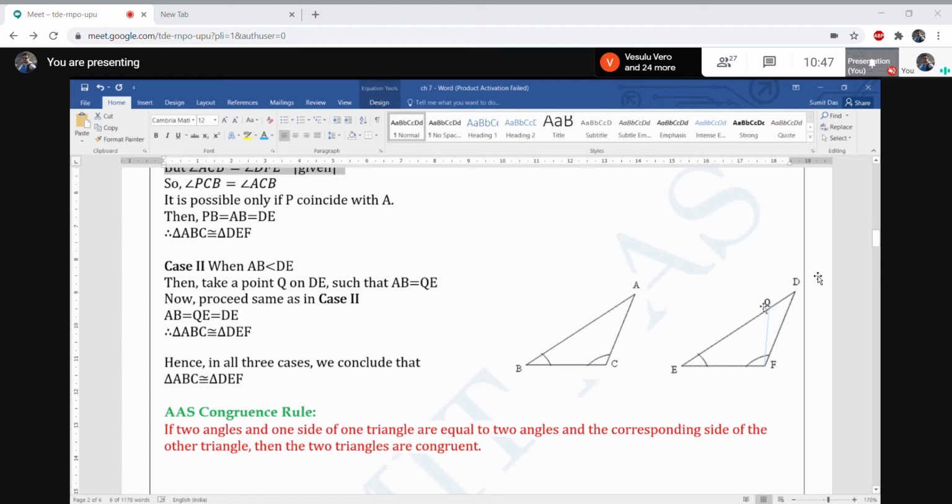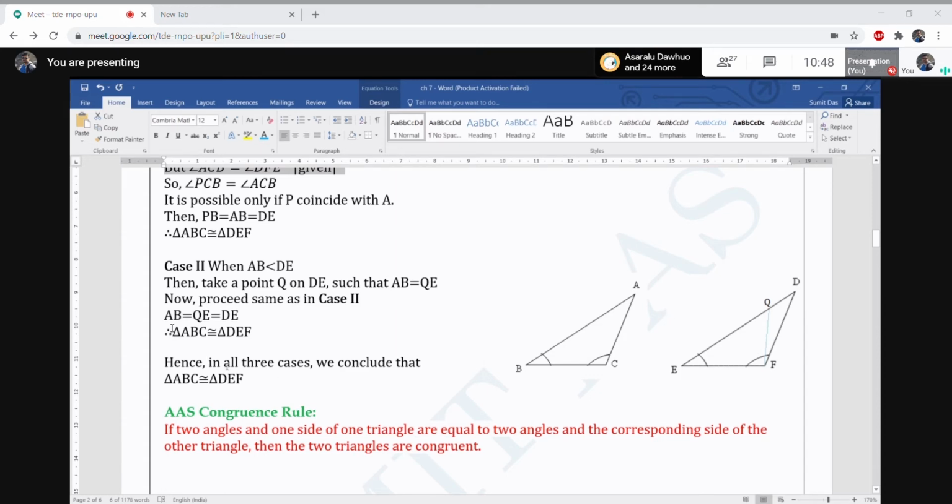Then take a point Q on DE such that AB and QE are the same, same as the last case. After that I will not repeat, and you don't have to repeat the same thing. You can just write like this. You will prove that ABC and QEF are congruent just like the previous case, and then we'll write that angle QFE equals angle ACB. This is only possible when Q and D coincide, same as case number 2.